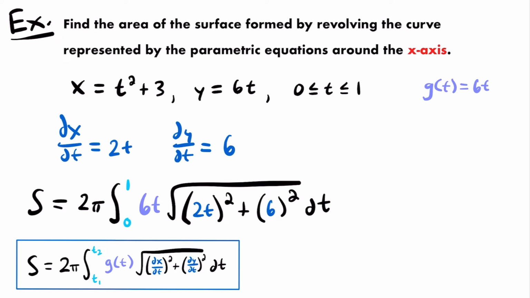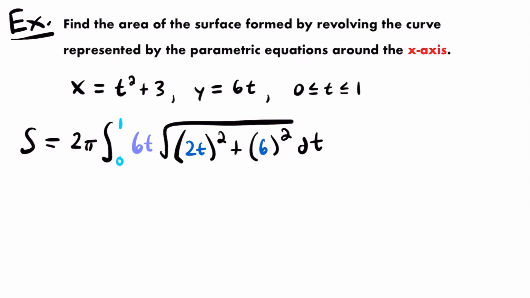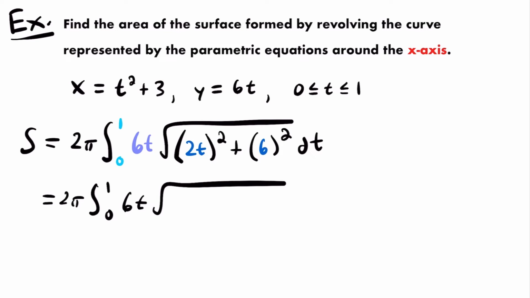Now all we have to do is simplify it and then solve it. The first thing I'm going to do here is square both of these values underneath this square root. So this is equal to 2 pi times the integral from 0 to 1 of 6t times the square root of 2t squared. We'll square each of those parts. 2 squared is 4, and t squared is t squared. So we'll have 4t squared plus 6 squared, which is 36, and then dt.